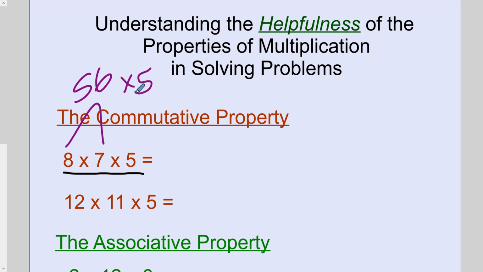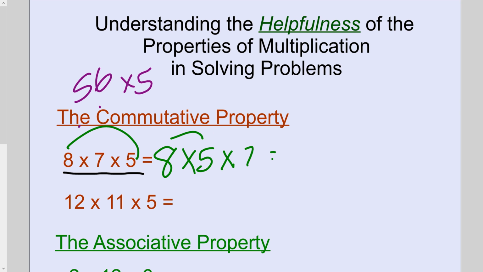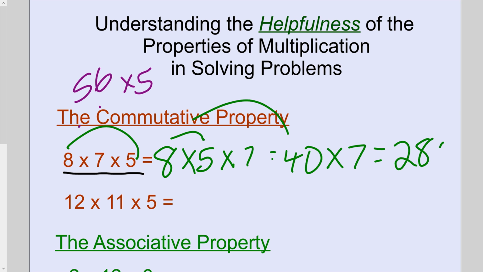Instead, what I'm going to do is I take a look here, and I notice there's an 8 times 5. So if I do 8 times 5 and then times 7, well, 8 times 5 is 40. 40 times 7 is 280.